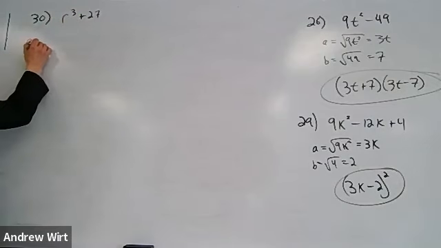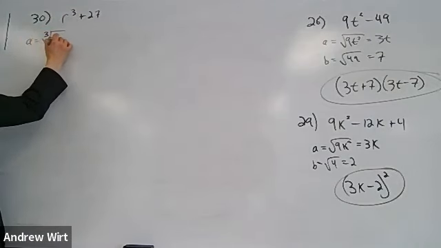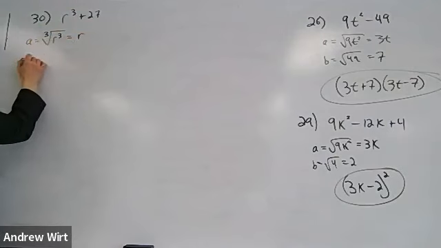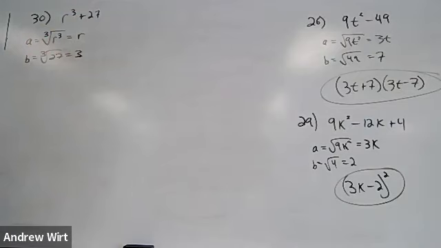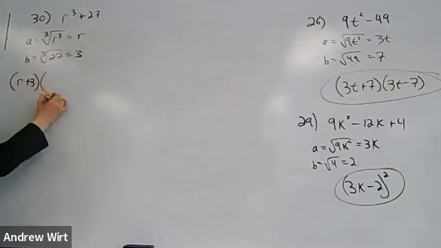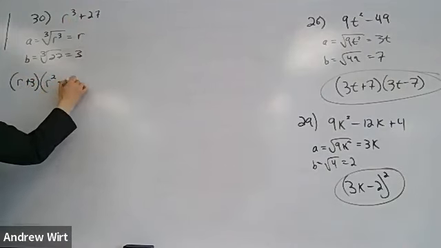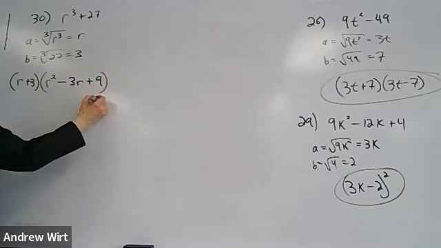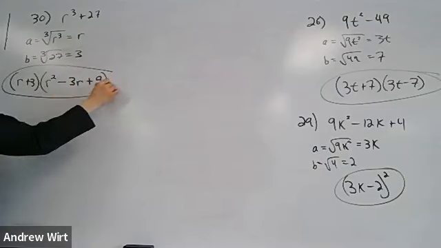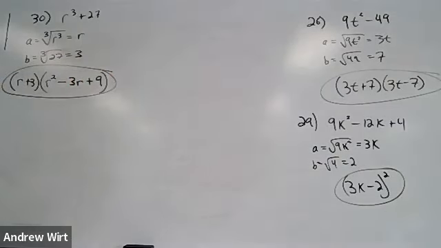So for A, we're going to take the third root of R to the first, and that's R. And for B, take the third root of 27 to get 3. Now we just need to plug these two things into the formula. Since it's addition, the first one is addition, R plus 3. Then we get R squared minus, change the sign in the middle term. A times B is 3R, plus B squared, that's 9. So R plus 3 times R squared minus 3R plus 9.